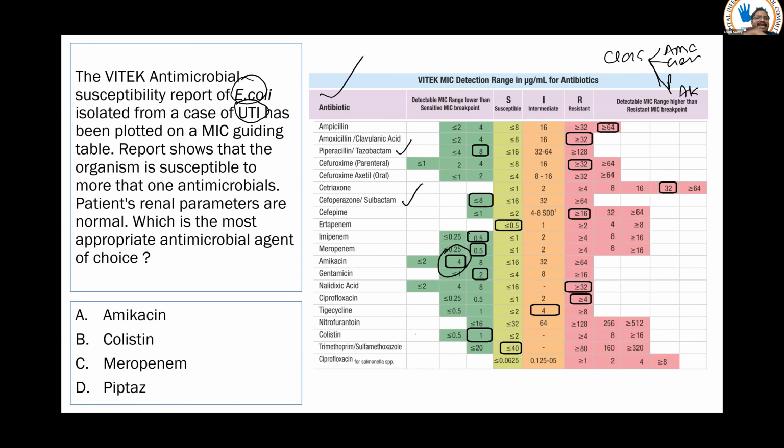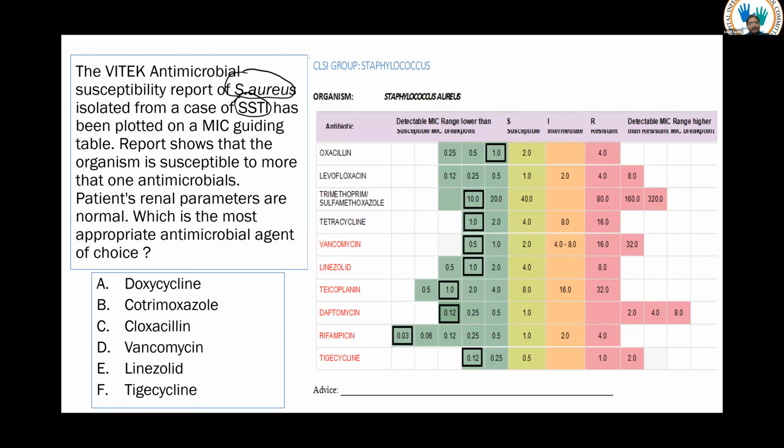What about this case of Staph aureus in a soft tissue infection? This is the report which is given to you. So what should be the drug of choice? Can we analyze, unmute and let me know? So we have oxacillin tested, levofloxacin, cotrimoxazole, tetracycline. Then we have rifampicin.